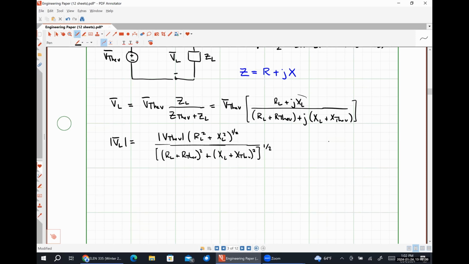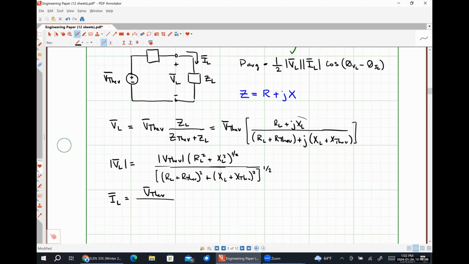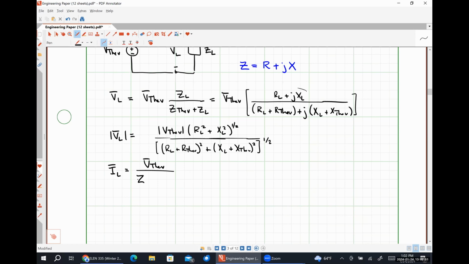So using good old Ohm's law, we should be able to see that our phasor current IL is just our phasor Thevenin voltage divided by Z-Thev plus ZL. And once again, I'm going to break out those impedances to put them in terms of their real and their imaginary parts. So the magnitude will never contain a J because it is just the length of that complex number. It is not a complex number itself. So there will not be a J in there.